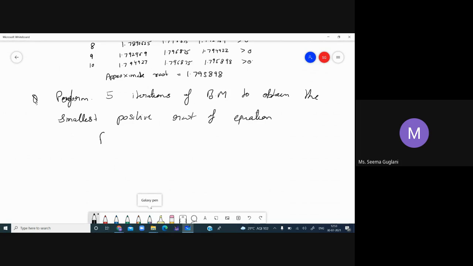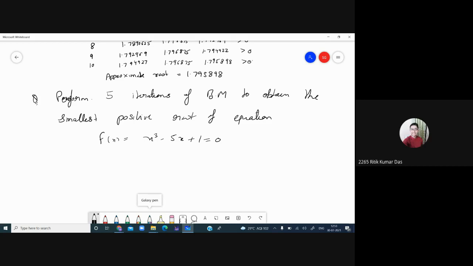So this is f(x) = x³ − 5x + 1 = 0. Perform 5 iterations of the bisection method to obtain the smallest positive root of the equation f(x) = x³ − 5x + 1 = 0.